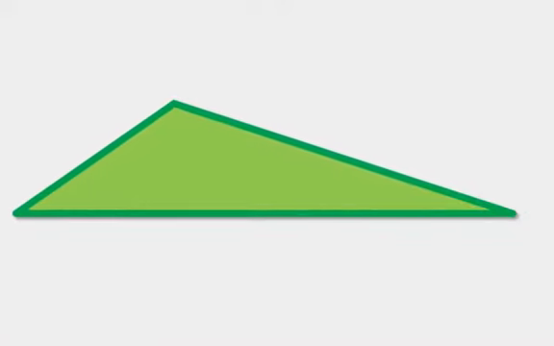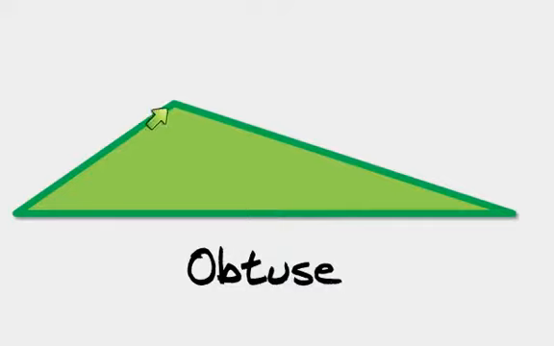Alright, and then this one, big old wide triangle, is called obtuse because there's one obtuse angle. Notice there are 2 acute angles over there, but one obtuse. If there is one obtuse angle, it's called an obtuse triangle, not an acute triangle. So it's obtuse because one angle is obtuse, or over 90 degrees.